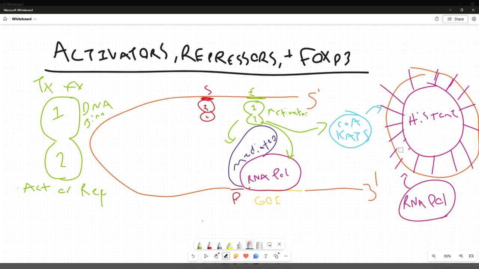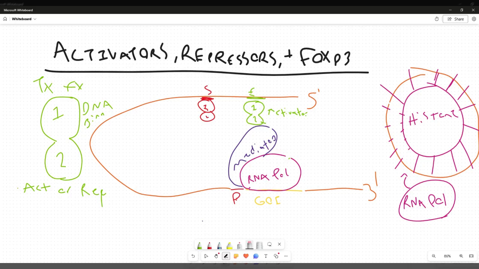So let's clean up some of this. Now we talked about our activator. Let's talk about repressors. A repressor is another transcription factor, but this time it binds to a silencer, and shockingly, it represses transcription. There are four different mechanisms of repressors. I'll draw a couple more silencers over here.